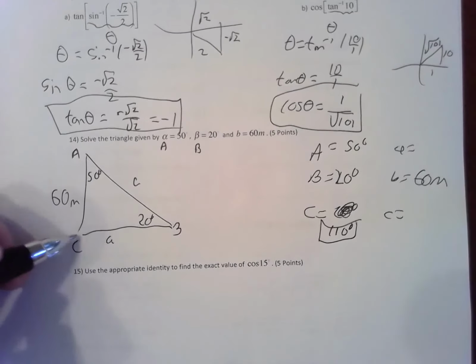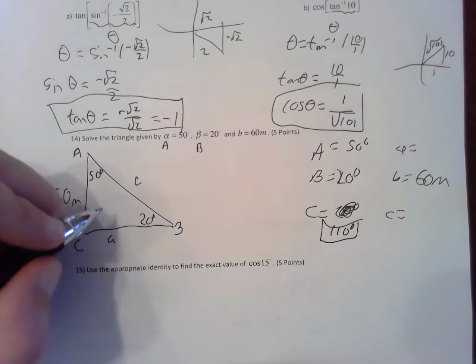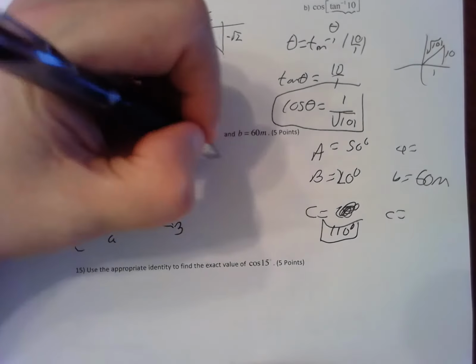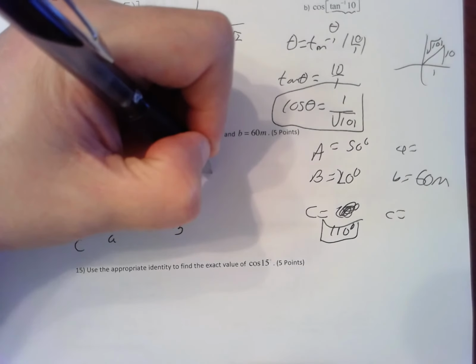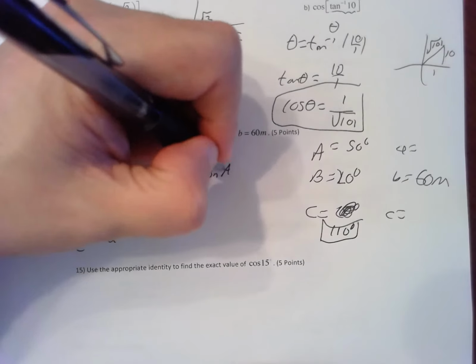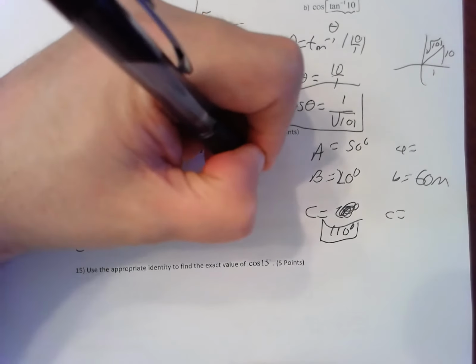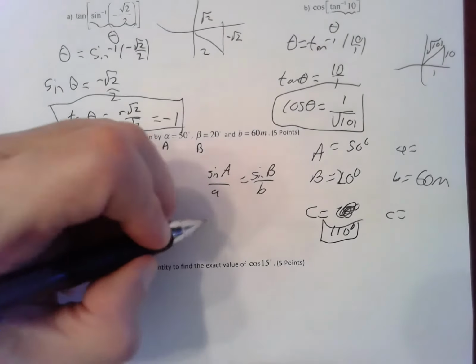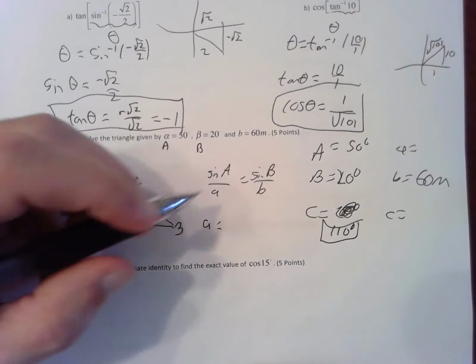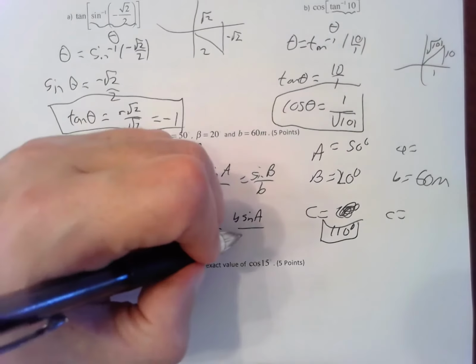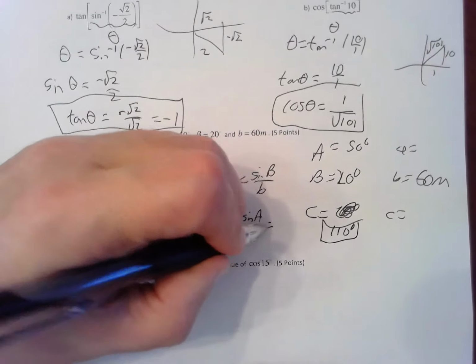Okay, so what do I know? I know 3 angles and a side. That's a law of sines problem. I'm going to fill this guy in. That's 110. Okay, so I could say sine of A over little a is sine of B over little b. So side A is going to be B sine A over sine B.